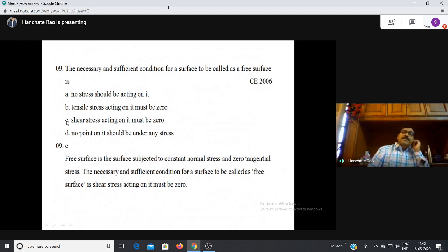The necessary and sufficient condition for a surface to be called a free surface is that no stress should be acting on it. Tensile stress acting on it must be 0, shear stress acting on it must be 0, no point on it should be under any stress. Free surface is the surface on which there is no shear stress. Free surface is a surface subjected to constant normal stress and 0 tangential stress. So such a surface is called a free surface. So C is the answer.